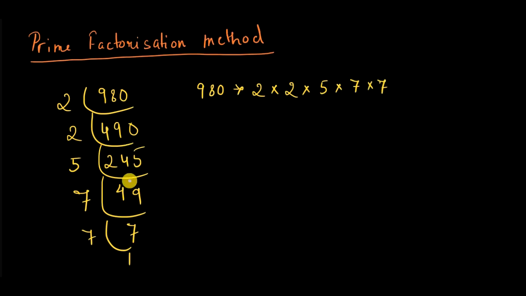This method which we were using before and right now is called prime factorization method. You notice that all the factors are prime numbers. 2 is a prime number, 5 is a prime number, 7 is a prime number. So prime is there, all the factors are prime, and it's a factorization method, so it's called prime factorization method.